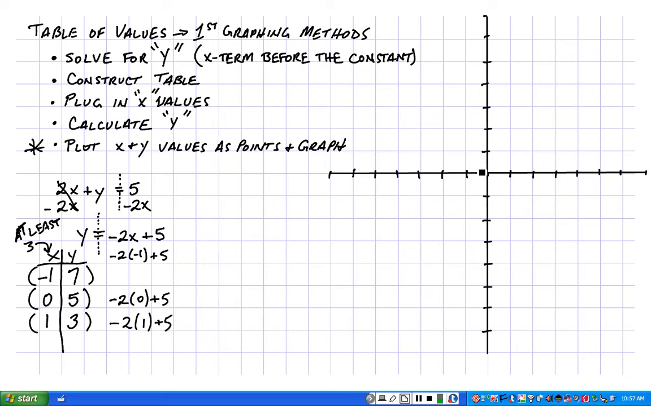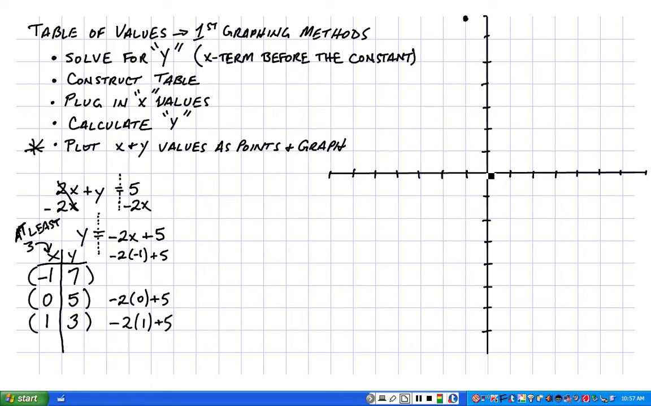So we plot our points. The first point is -1, 7. X is -1, Y is 7. So we go back 1, up 7. So that gives us our first point, which would be right here. Back 1, -1, up 1, 2, 3, 4, 5, 6, 7. There's our first point. Our second point is at 0, 5.